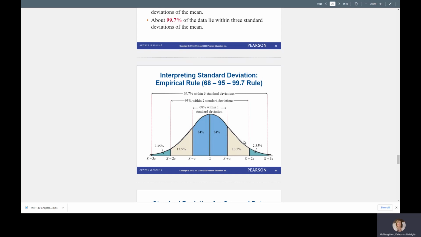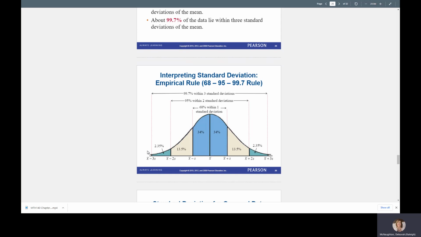And then 95% of the data would lie within 2 standard deviations of the mean. So this would be from 80 to 120. 95% of the data lies in there. So this is 47.5, and this is 47.5. And since this is 34, and this is 34, this is 13.5, and this is 13.5. So 13.5% of the data would lie between 80 and 90, 34 between 90 and 100, 34 between 100 and 110, and 13.5 between 110 and 120. And then 99.7 is going to lie within 3 standard deviations of the mean.